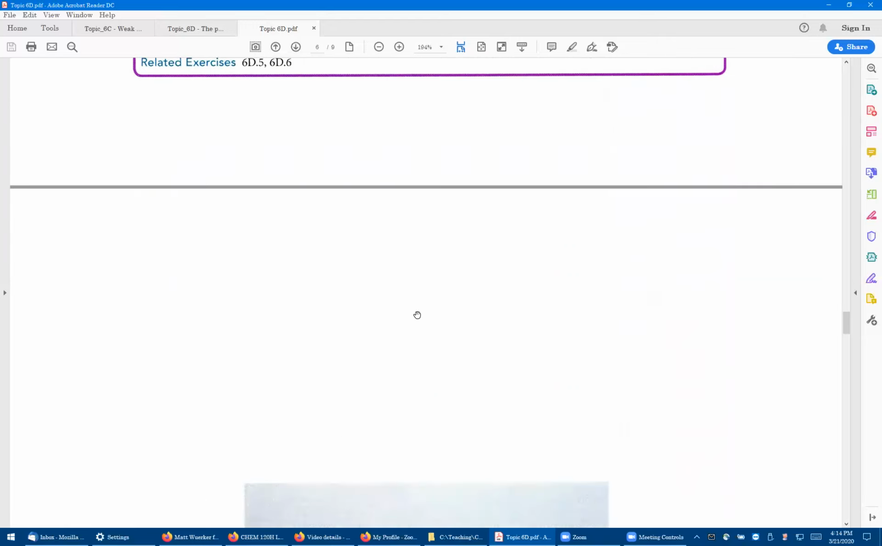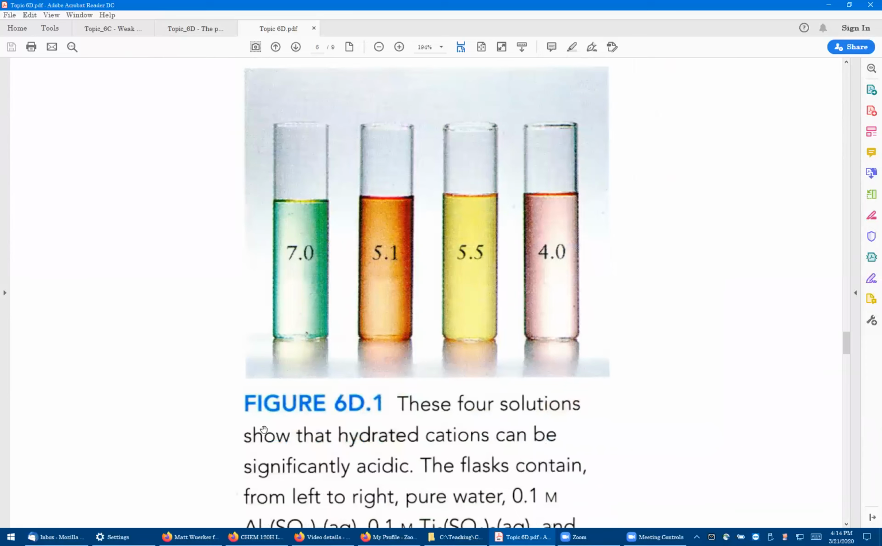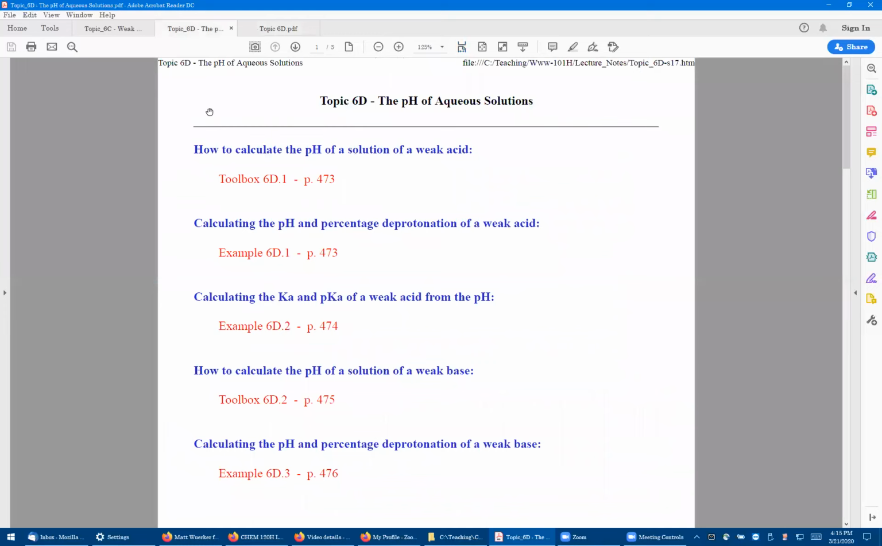So those are the approaches to determining the pH of solutions that are either a weak acid or a weak base, as well as determining the extent of deprotonation or protonation. So we've essentially covered all of these examples from the textbook, the two toolboxes and 3 examples.